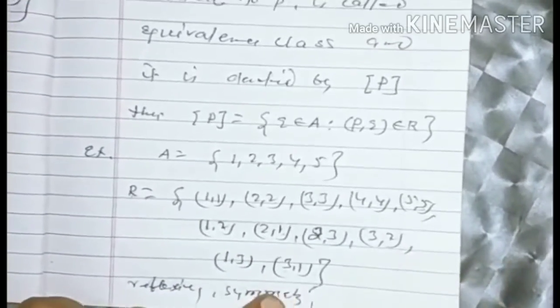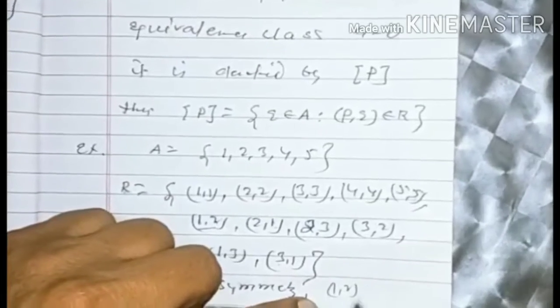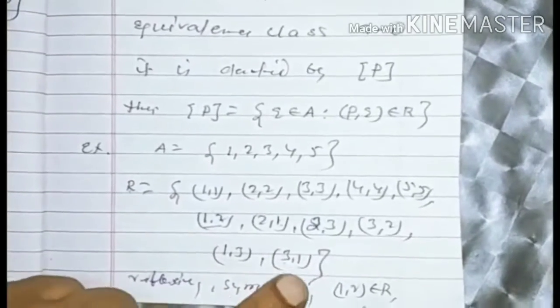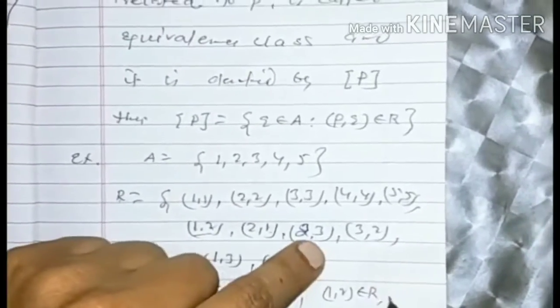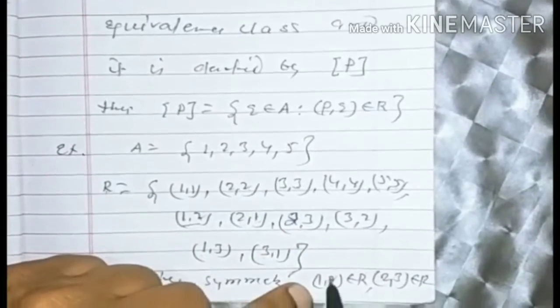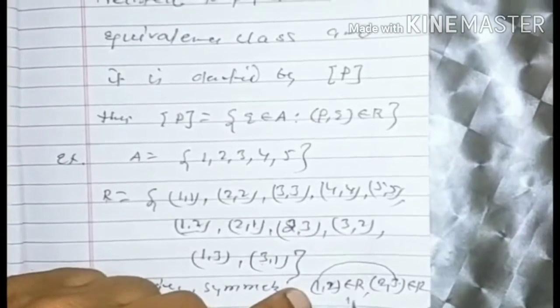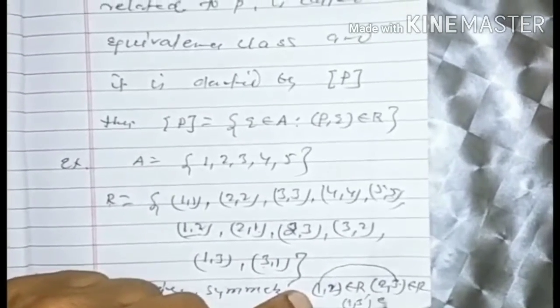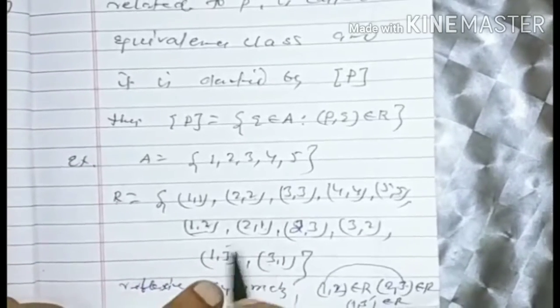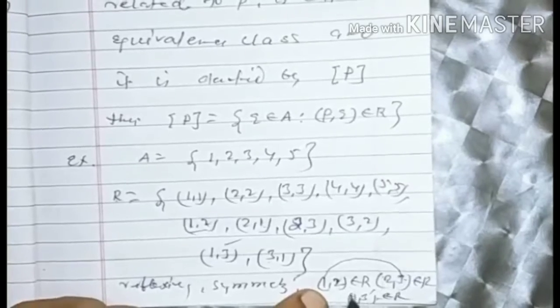Now for transitivity, suppose we choose (1,2). (1,2) belongs to R, and (2,3) belongs to R. Therefore (1,2), (2,3), therefore (1,3) must belong to R. (1,3) also belongs to R. Therefore this is the condition: (a, b), (b, c), therefore (a, c).